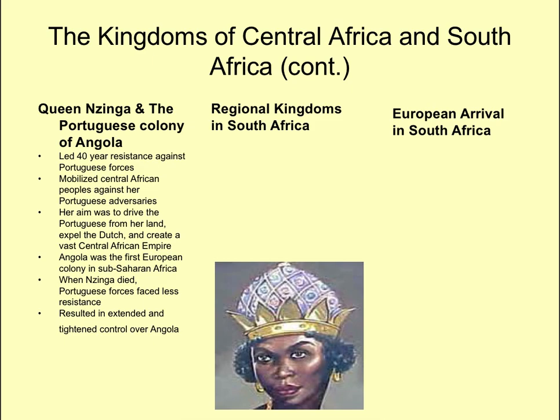And she had, the way emperors have concubines, several wives and several women, she had that too. She had several men as well, and sometimes they would dress as women, these men. So she was always trying to fight off the Portuguese in the area, and she did it for 40 years. And she mobilized Central African peoples against her Portuguese adversaries.